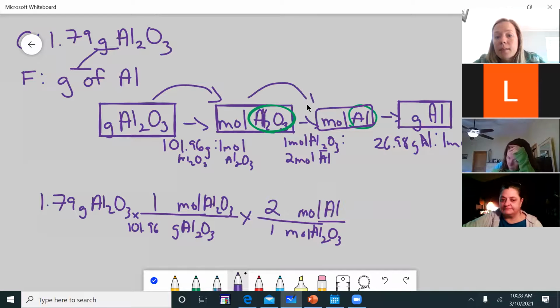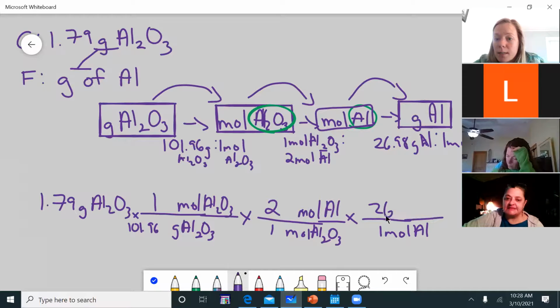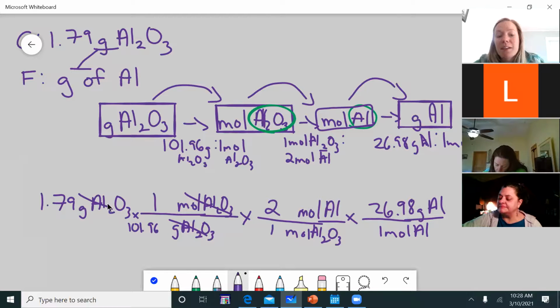The final step, so that got us here. The final step is just to go from moles of the element into grams of the element. So I'm going to put the mole on the bottom because the mole is on the top here. So 1 mole of aluminum will weigh 26.98 grams of aluminum. And as you go through that process, checking that things are canceling: grams of aluminum cancel with grams of aluminum, grams of the compound with grams of the compound, moles of the compound with moles of the compound, and then moles of the element with moles of the element.